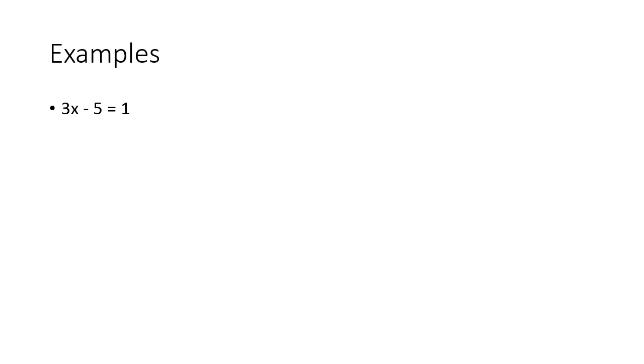Let's look at some examples. We have 3x minus 5 equals 1. The first step is to get rid of that negative 5 next to the x by adding its additive inverse, which in this case is plus 5, and we do plus 5 on both sides because we have to. This cancels and turns into a 0, and the other side turns into a 6.